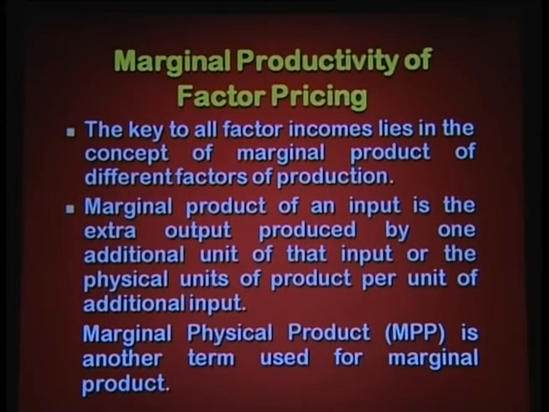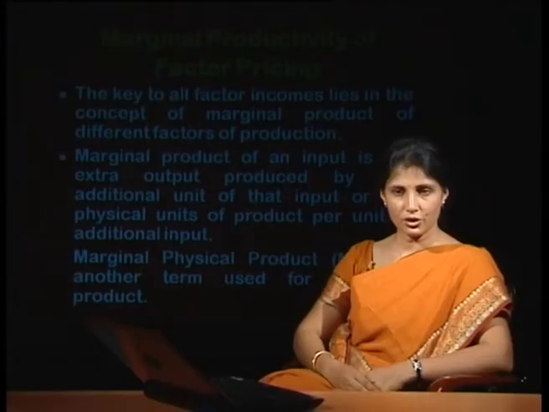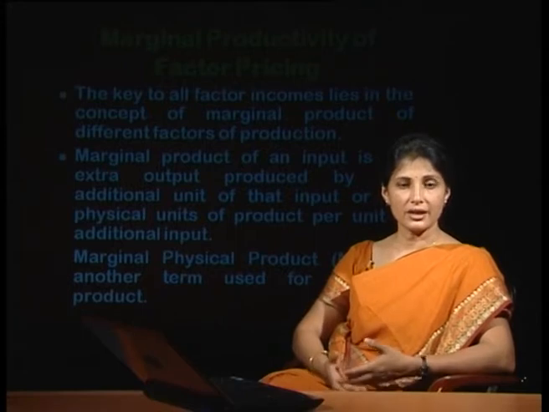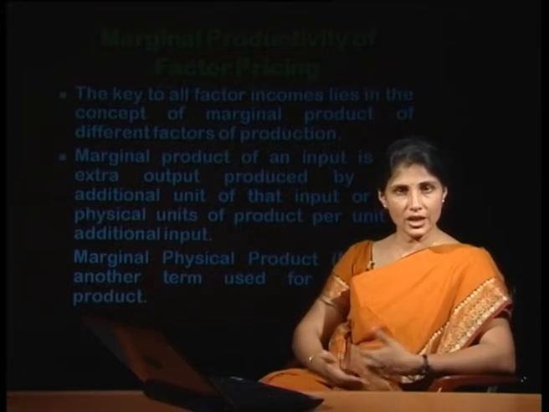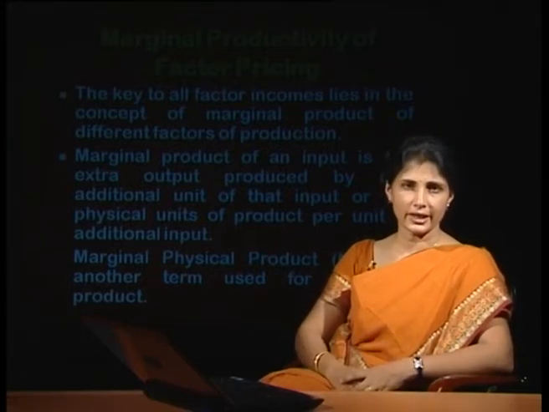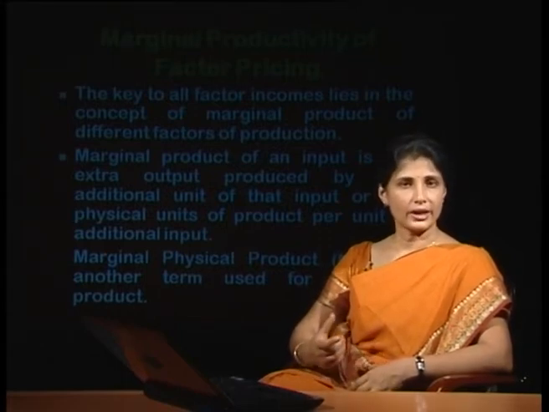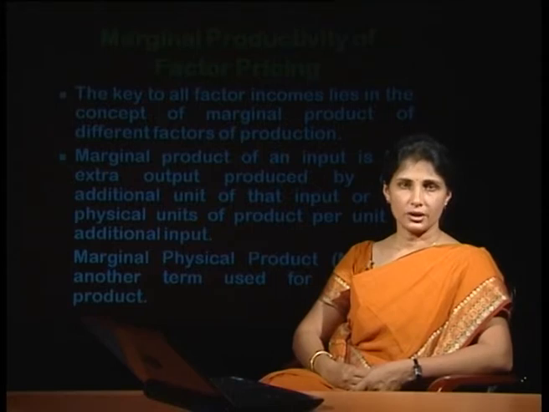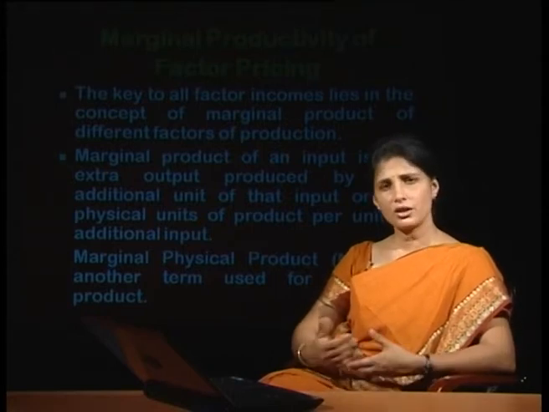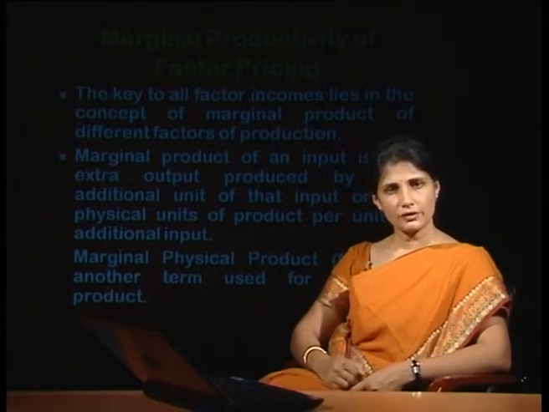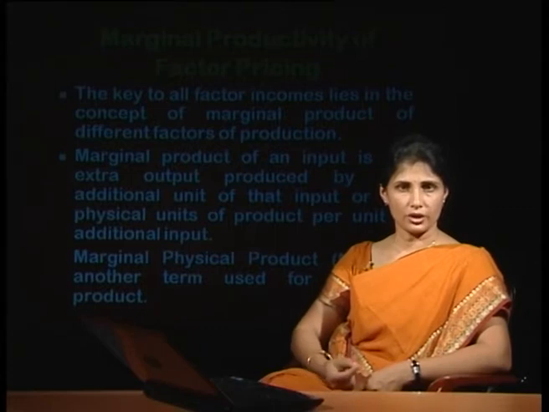Now, we talked about factor incomes, we talked about production function, but basically what is there in the factor market that determines how much wage any factor of production will get? This how is answered with the help of marginal productivity, or marginal product, or marginal physical product. Now, what is marginal productivity? Marginal productivity is a concept of productivity related to the total productivity.